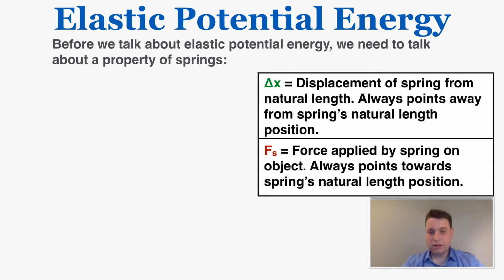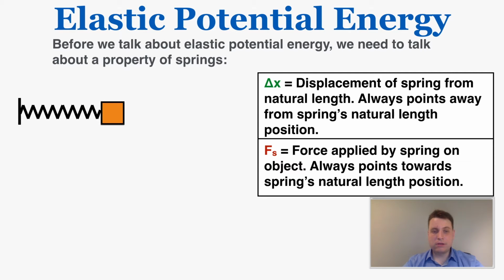The first variable is delta x. This means the displacement of a spring from its natural length. And the other variable is Fs. This is the force applied by a spring on an object. So this is the spring force. The spring force always points towards a spring's natural length position. So I'm going to show you what that means.